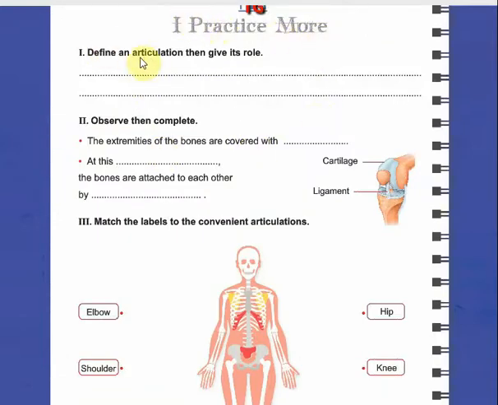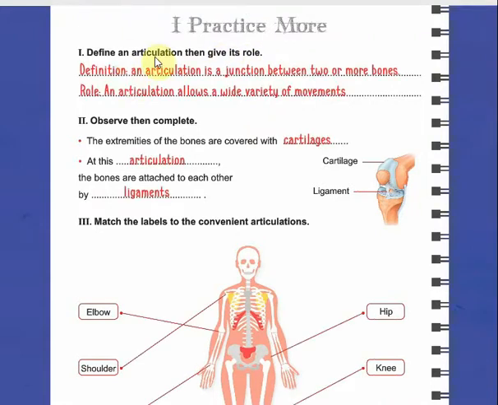You have to define an articulation and then give its role. Okay? An articulation is a junction between 2 or more bones. I mean, it is the point of connection between 2 or more bones. Its role, what is its role? An articulation allows a wide variety of movements. It is what makes us able to do movements.